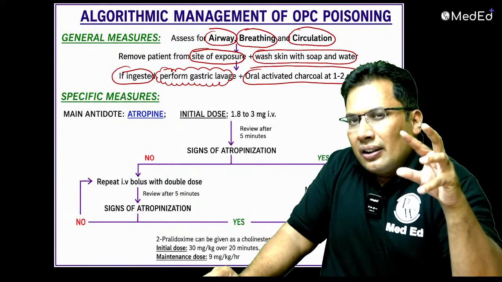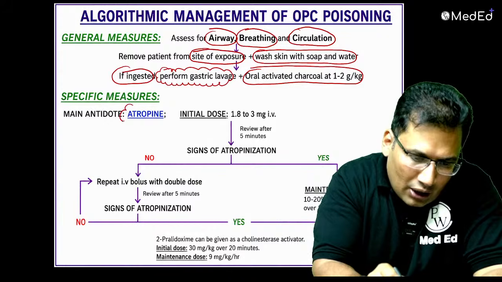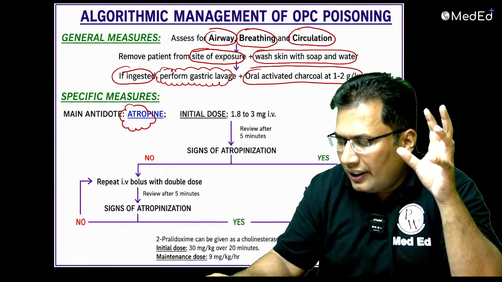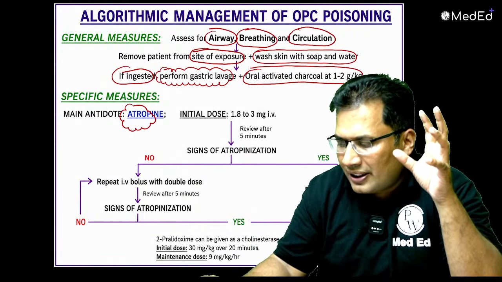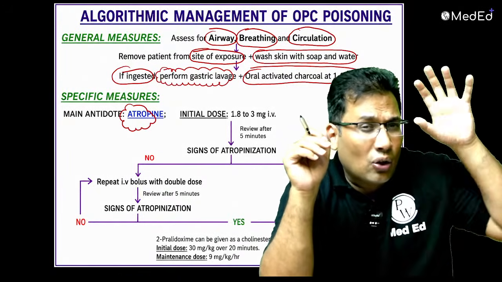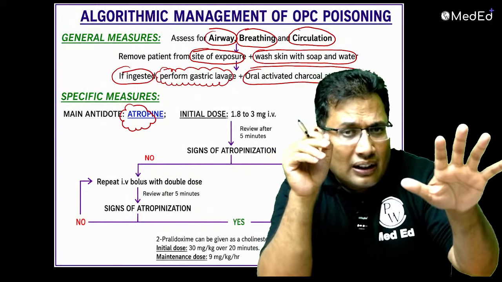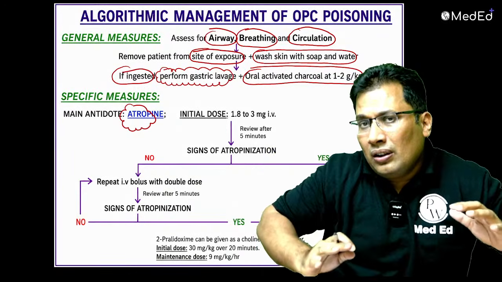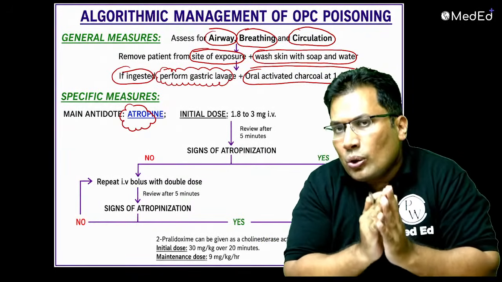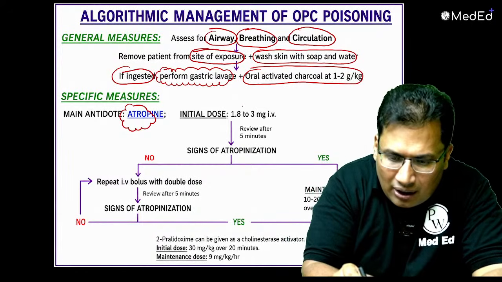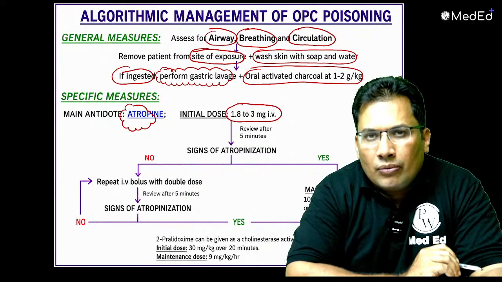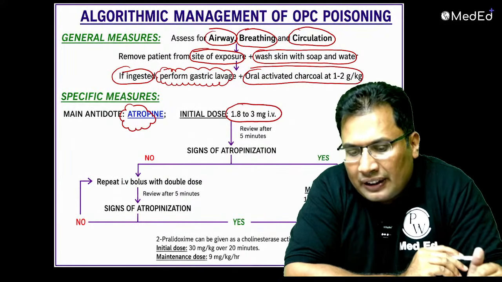Now I said the drug of choice, atropine. Why atropine? Atropine inhibits the action of acetylcholine. It's a parasympatholytic agent. It acts on all the receptors, muscarinic receptor and nicotinic receptor. It is going to decrease the signs and symptoms, and it is life-saving. What is the initial dosage? Initial dosage is around 1.8 to 3 mg IV. So 2 to 4 mg IV is given.